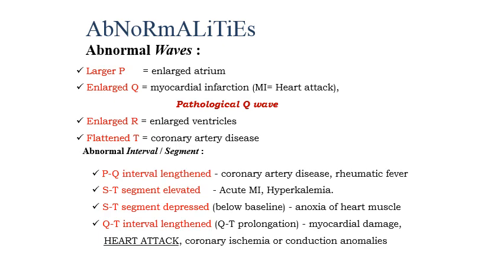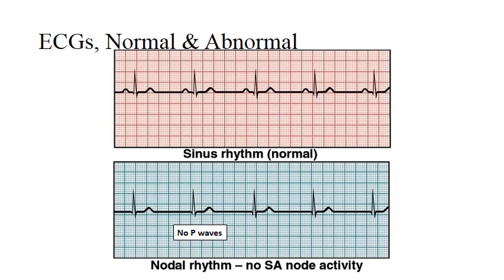So, what are the different abnormalities? Here I have given some examples. If there is a larger P value, obviously there is a larger area of atrium, so the larger will be the P value. With a larger Q, there is a chance of myocardial infarction, or heart attack, because of the interrupted blood supply to part of the tissue, and that part of the tissue has become dysfunctional. Enlarged R represents the enlarged ventricles, and flattened T represents coronary artery disease. Like that, many examples are given in this slide.